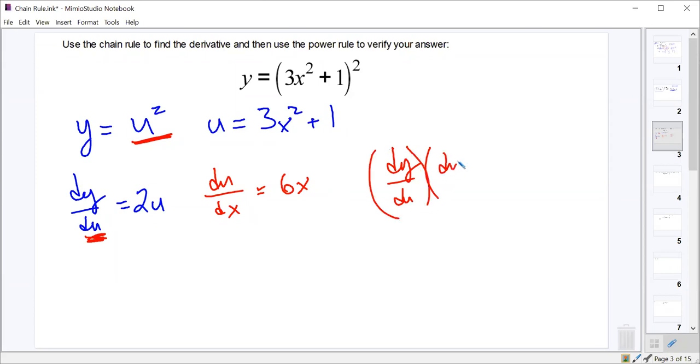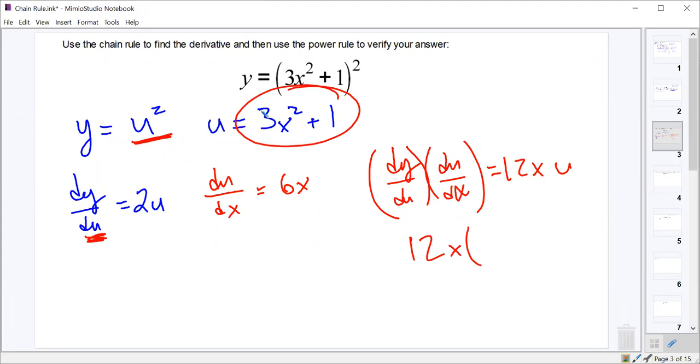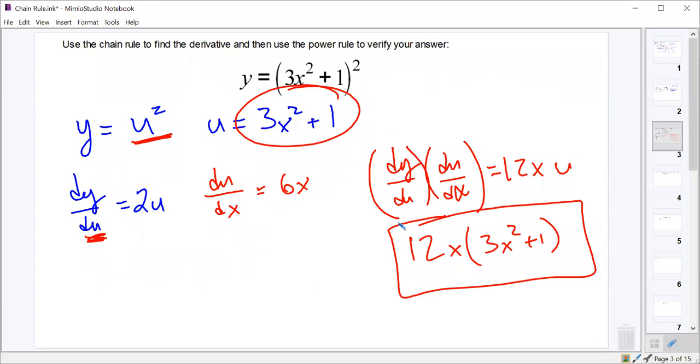All right. So now if we do dy/du times du/dx, we should end up with 12x times u. Everybody agree with that? Yeah. All right. And 12x times u should be 12x times our u value, which was 3x squared plus 1. And that should be our derivative using the chain rule of (3x squared plus 1) squared.